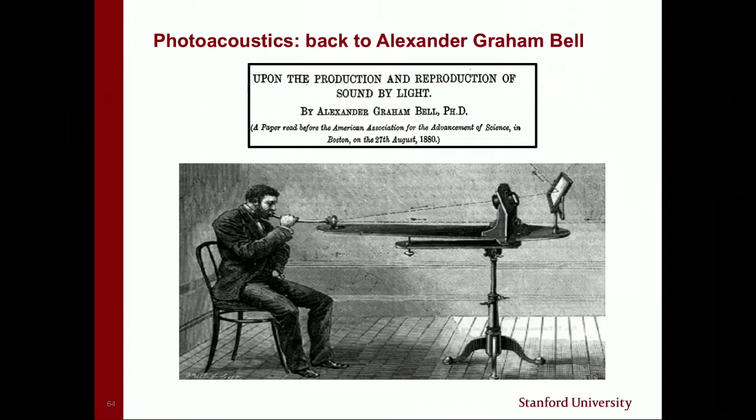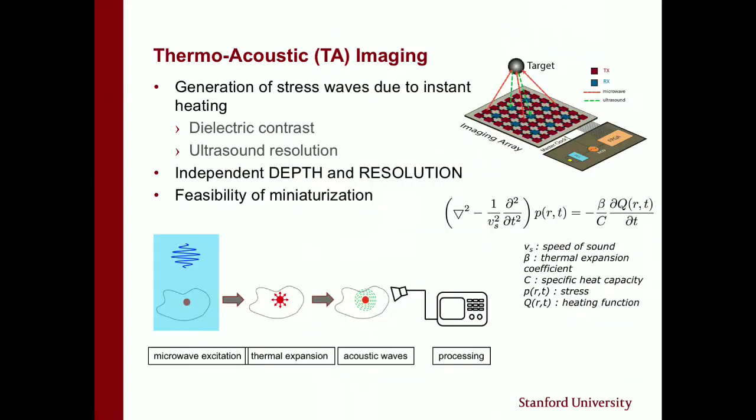Thermoacoustics actually goes back to Alexander Graham Bell. This is his paper talking about thermoacoustics. He used light sources, intermittent pulsed light sources, and he could generate sound waves with them. In fact, he had a patent called the photophone, and I think he thought that was more valuable than the telephone because you can do wireless delivery of sound with optics. So the technology goes back a long time, but the reason we got excited about it is twofold.